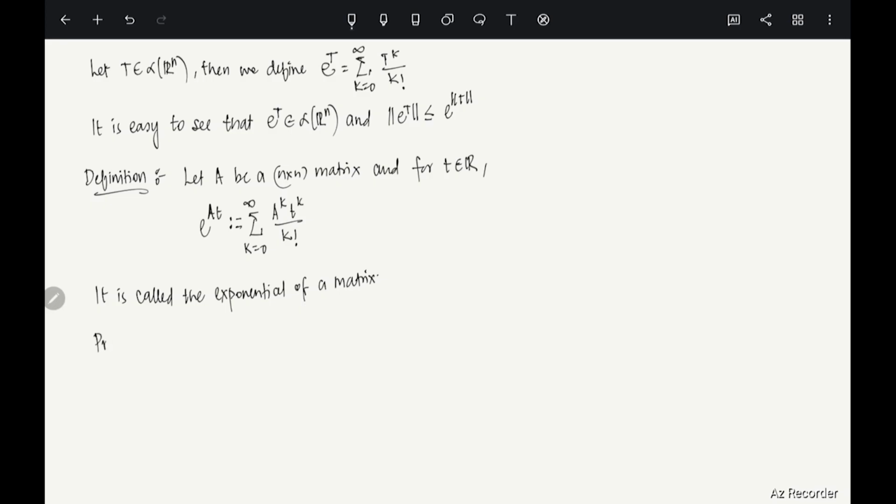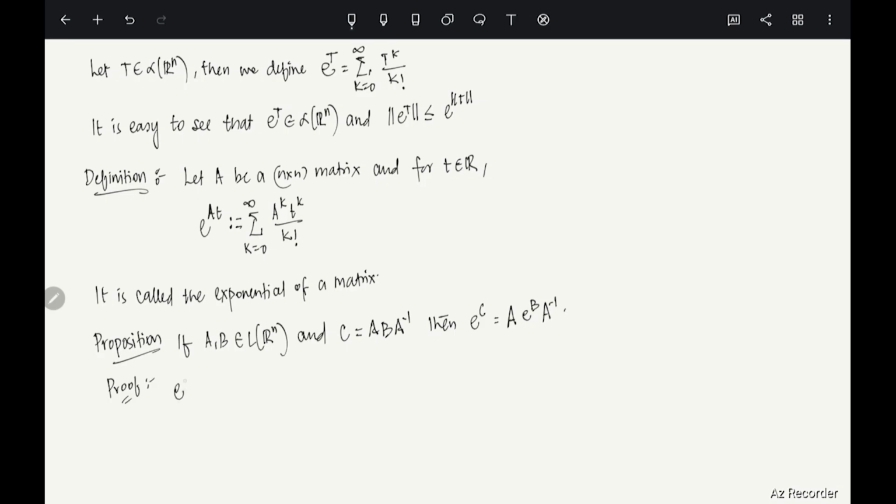So the first property, let's write it as a proposition. If A and B are linear transformations in Rn, and you define a new function C, which is A B A inverse, then it is very easy to see that e power C is nothing but A e power B A inverse. Let's quickly do this. How do you prove something like this? Let's look at the proof. These propositions are very important. We are going to use them a lot.